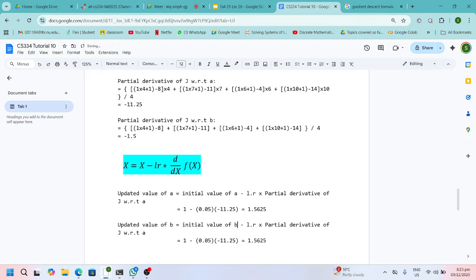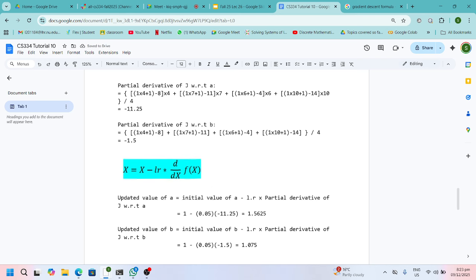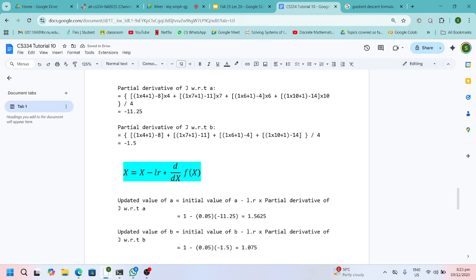Similarly हम b की updated value निकाल लेते हैं. So the initial value of b, and obviously this is going to be exactly the same. Initial value of b was also 1. The learning rate is still 0.05. And जो b के लिए हमने partial derivative निकाला था, that was minus 1.5. So this actually comes out to be 1.075. You have completed one iteration of your gradient descent algorithm.